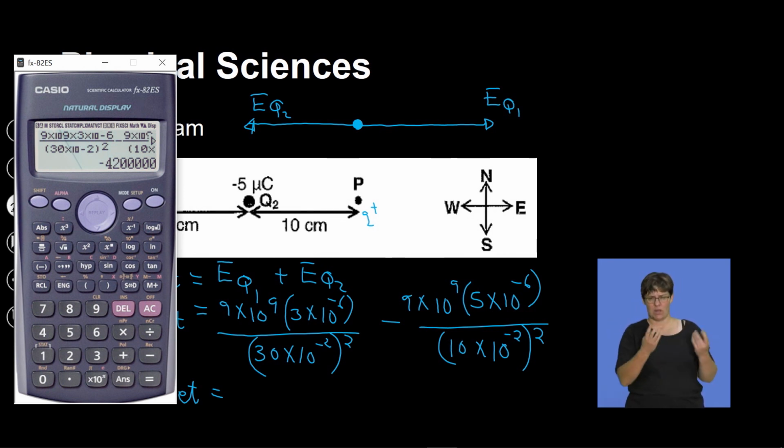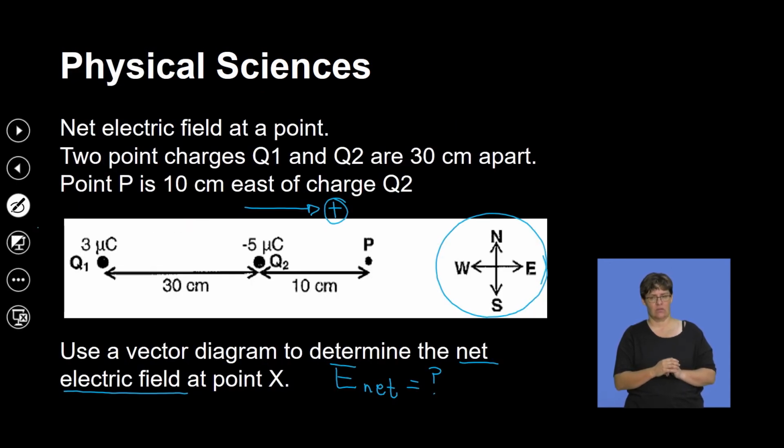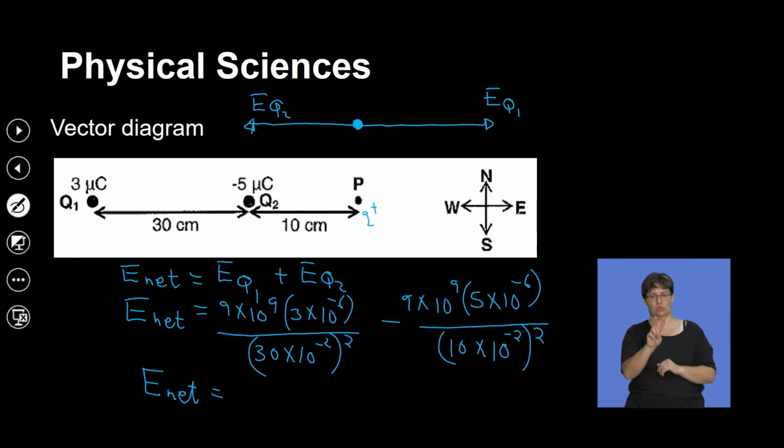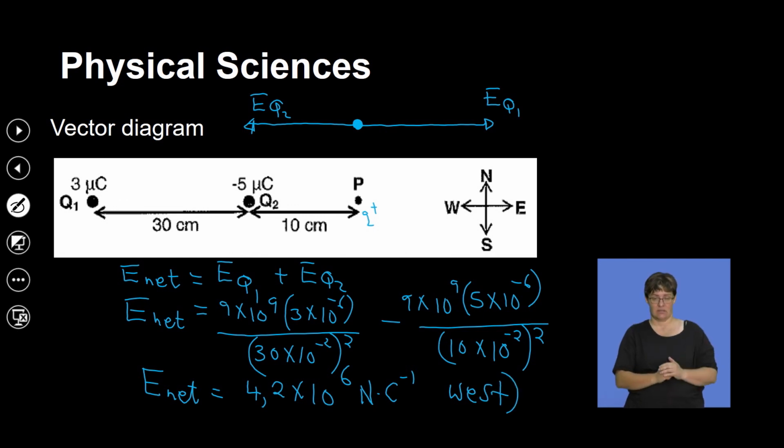So how many zeros do we have here? 1, 2, 3, 4, 5, 6. So it's actually negative 4.2 times 10 exponent 6 newton per coulomb. Then that negative suggests that the direction of the net is west. So that's the magnitude, that's the direction.